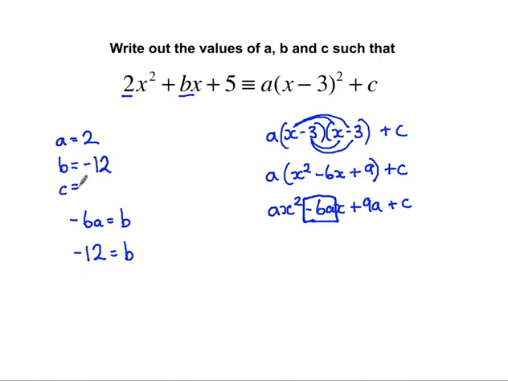So then we've just got to go and work out what c is. And c, if you remember, is going to be equating to the terms on the end. So 9a plus c must equal the term on the end, which is 5. So 9a plus c equals 5. And again, we already know what a is because we worked it out at the start. So 9 lots of a is 18 plus c is 5. So c has to be minus 13.